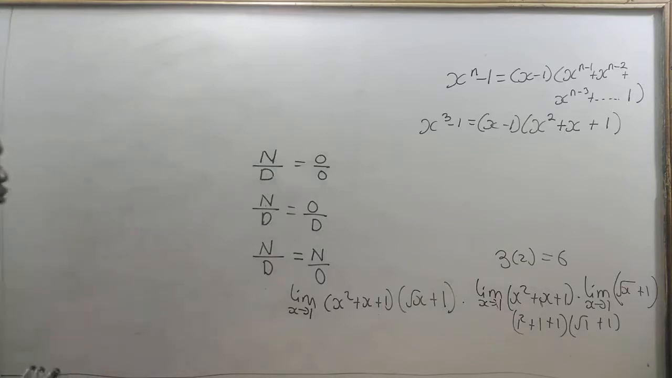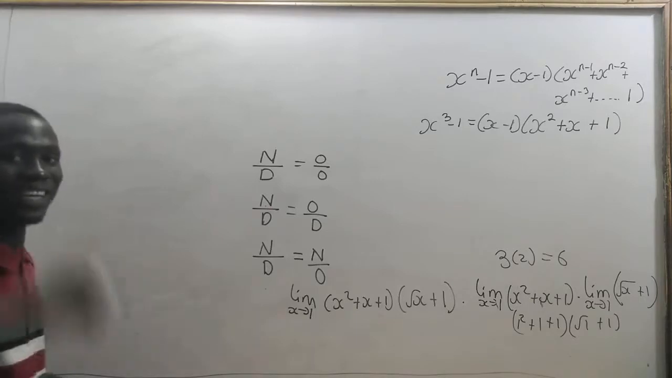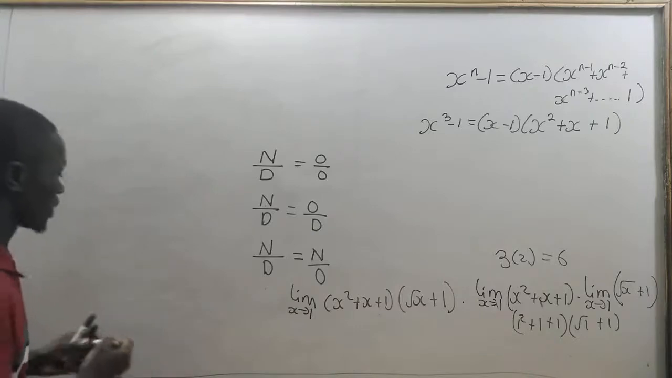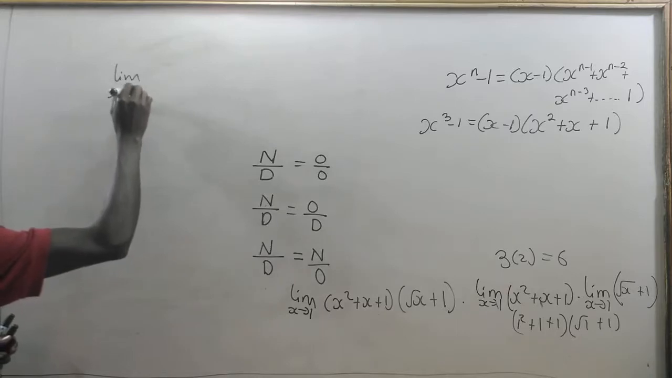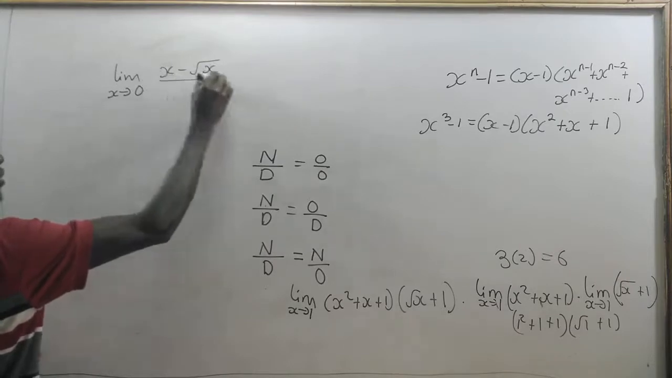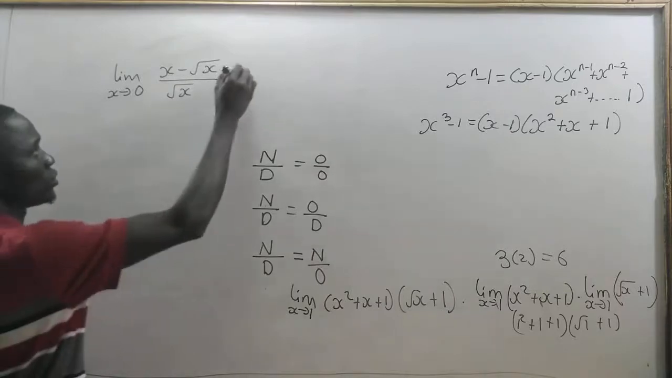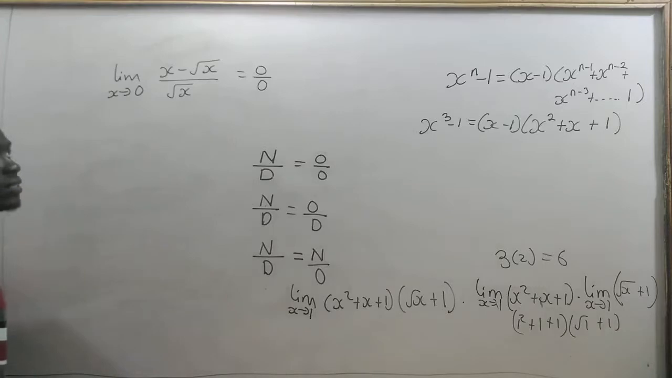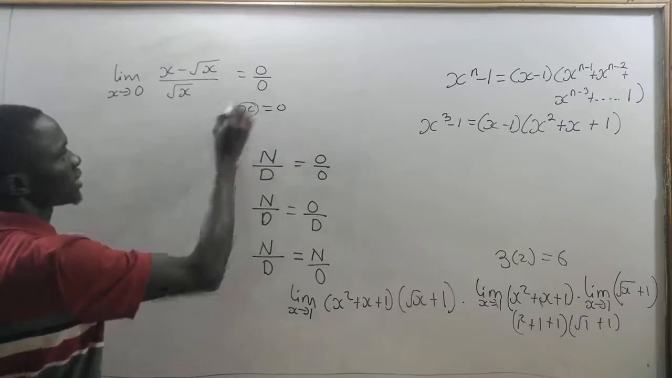The next example, we are going to take this one. We are going to look at this one. You take the limit as x approaches 0 of x minus the square root of x, divided by the square root of x. Here, if you put in x equal to 0, you get 0 divided by 0. So here it means x is a common factor.